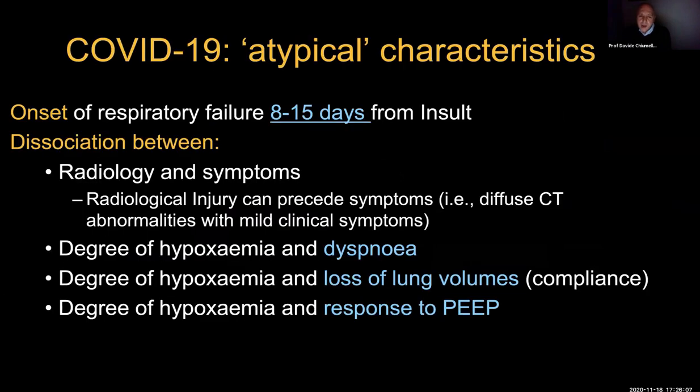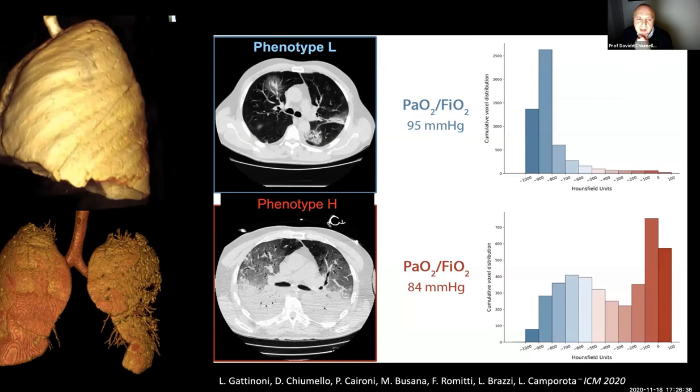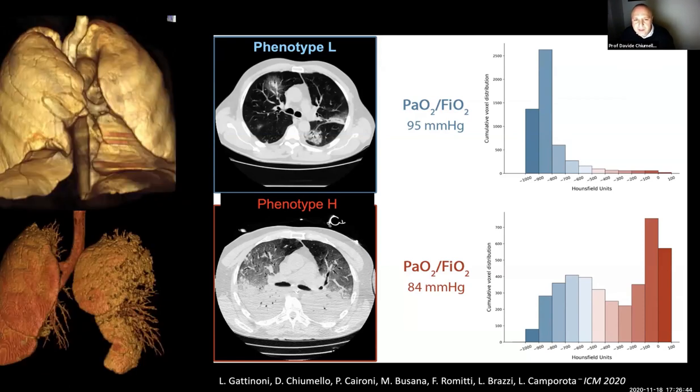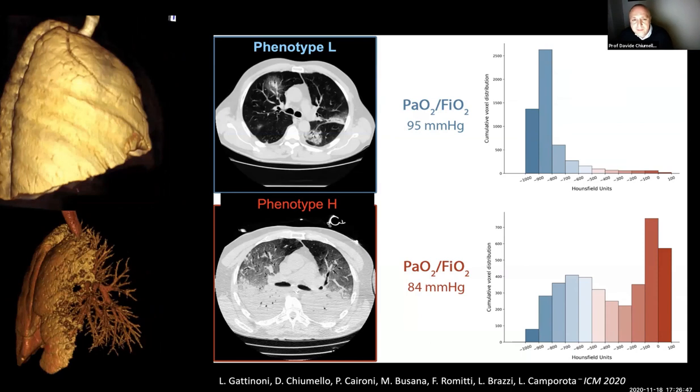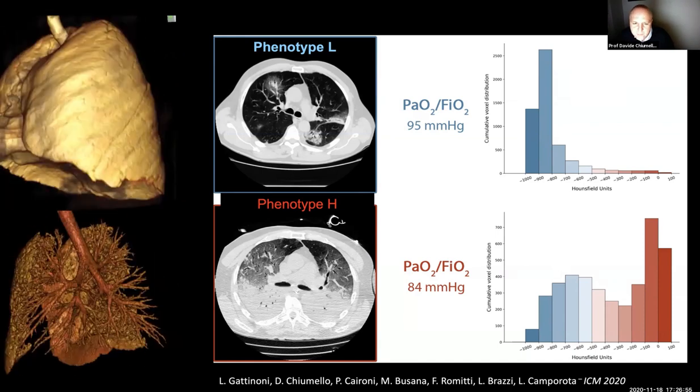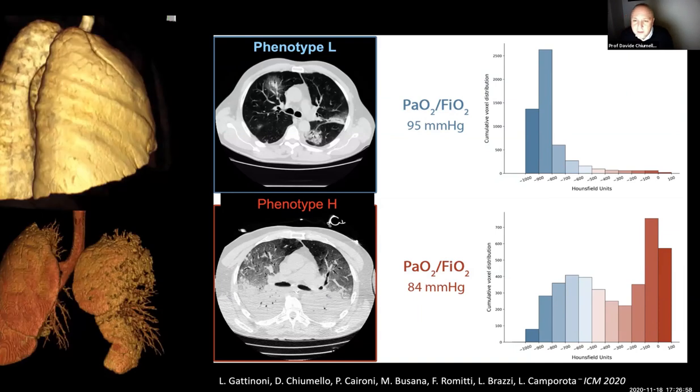And so we've heard from both talks, from Professor Gattinoni and Chiumello, that COVID-19 in a way has got atypical characteristics. The atypical characteristics, mainly from a symptoms perspective, is that there's a huge dissociation between hypoxemia and breathlessness, hypoxemia and loss of lung volume and therefore compliance, and the response to PEEP as a consequence of that. And this slide has been shown before, but essentially is to show that with the same impairment of oxygenation, we can get very different levels of lung volumes, from a relatively spared lung, you can see at the top, to a severely compromised compliance with very small volumes and the baby lung concept.